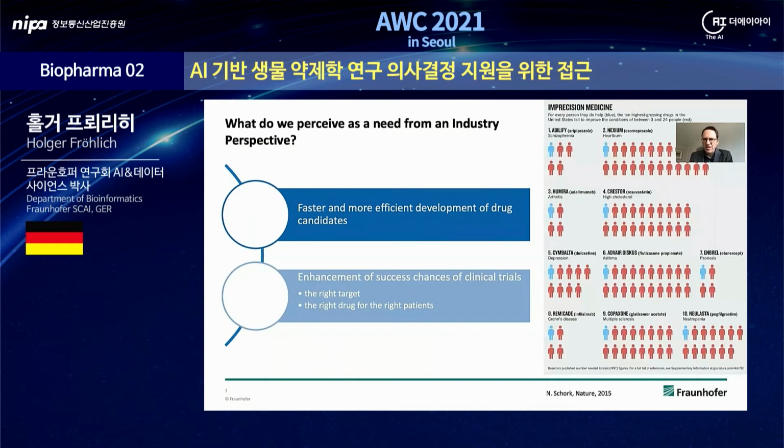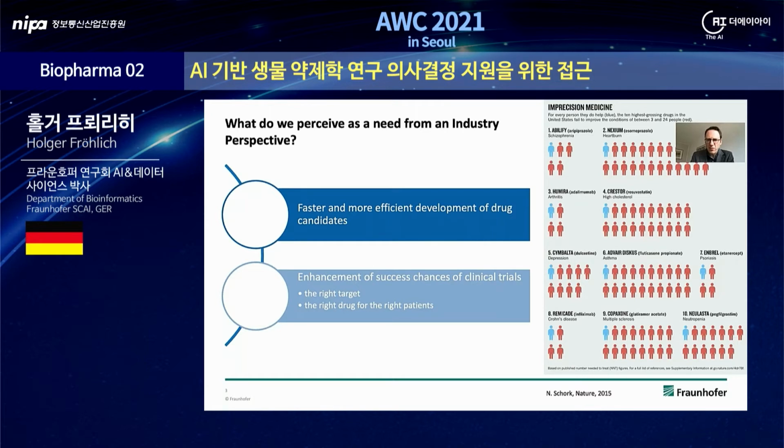What do we perceive as a need for pharma industry to improve the situation? On one hand, we see the need for intelligent approaches that yield faster and more efficient development of drug candidates, that means candidate molecules. On the other hand, we think that there's a high potential for approaches that aim at enhancing the success chances of clinical trials. Notably, the failure of a clinical trial could be due to different reasons. One, choice of the wrong target disease mechanism, which results into low efficacy or unfavorable side effects. Two, selection of the wrong target population.